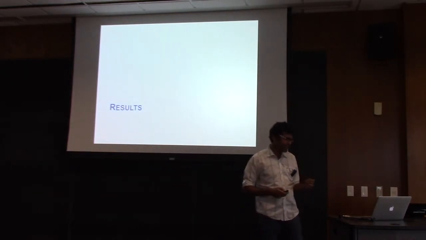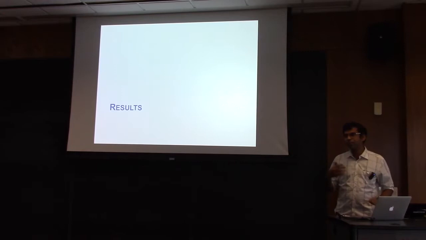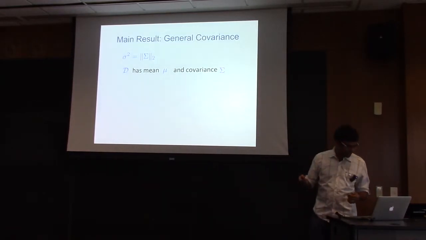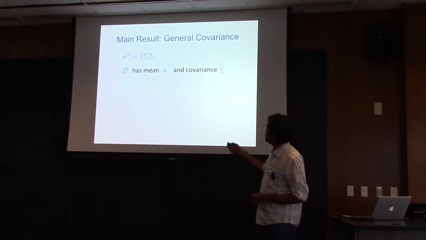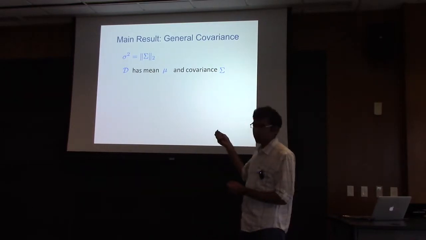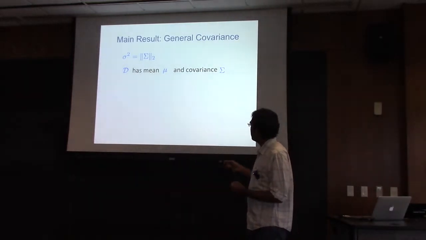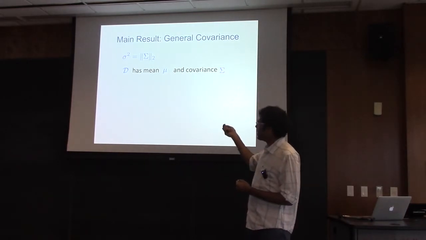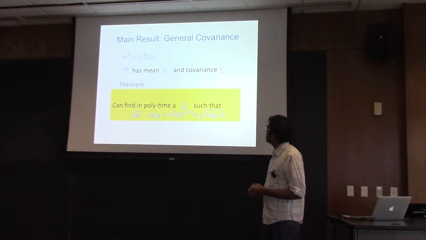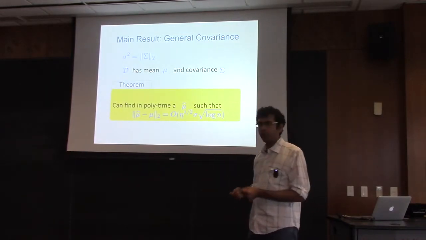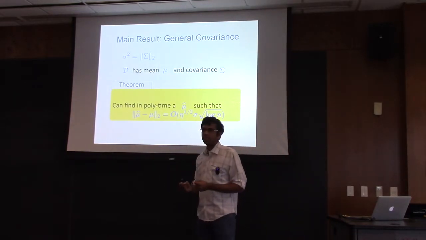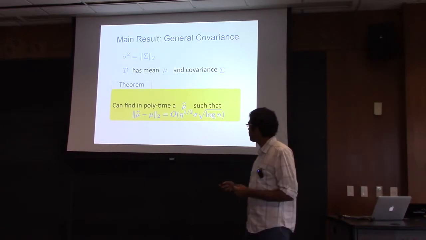Okay, so first I'll state the results, then walk through the algorithm. I'll denote the maximum variance of the distribution by small sigma square, and let the distribution have mean mu and covariance sigma. Then the main result is that we can compute a mu hat such that it is at most square root eta times sigma times square root log n away from the true mean.